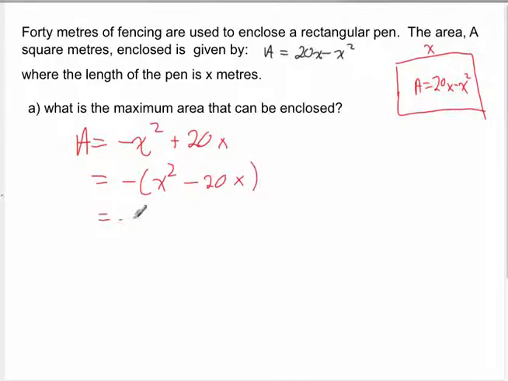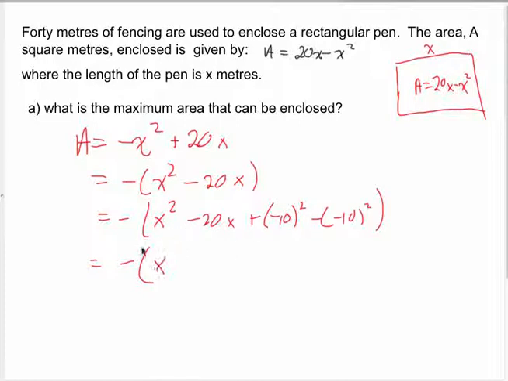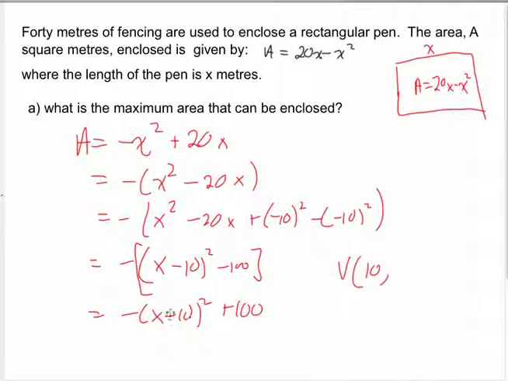Negative x squared minus 20x plus half of this squared minus the same thing. These three things factor into x minus 10 squared, and I still have to have minus 100 tacked on the end here. And then I'm going to redistribute the negative just to get it into vertex form completely. So negative 1 times negative 100 gives me positive 100. There we go. So the vertex is positive 10 and positive 100.